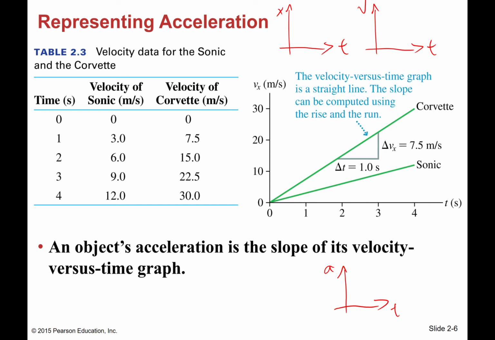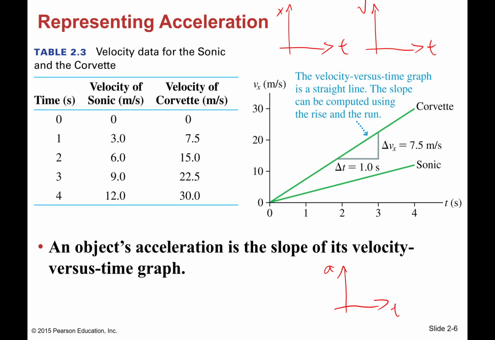For instance, here we have the data from the Corvette and this Chevy. So we have data at t equals 0, they're both, the speed is 0. After 1 second, the Sonic has a speed of 3 meters per second. The Corvette has a speed of 7.5 meters per second. After 2 seconds, this is 6, this is 15. After 3 seconds, this is 9, this is 22.5, and so forth.